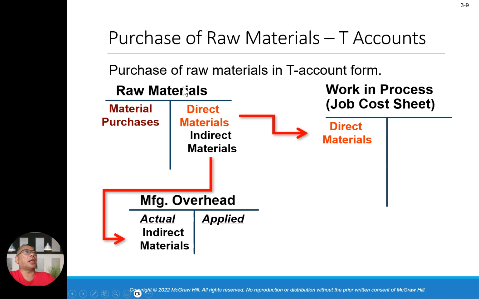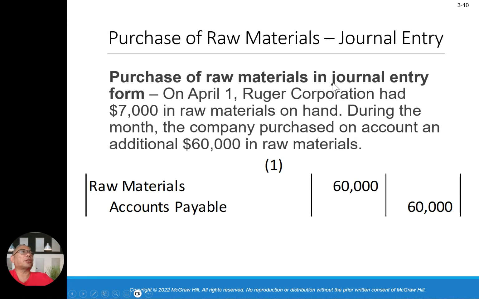Example in the T account here: raw materials, direct materials, and indirect materials. Direct materials go all the way to work in process and the job cost sheet, while indirect materials will go to manufacturing overhead. Okay, this is the way it goes in the T account. Let's go to the purchase of raw materials. Example, Rogers Company had 7,000 in raw materials on hand at the beginning of the month. The company purchased an additional 60,000 in raw materials, which is how you're going to book it: raw materials debit 60,000, accounts payable credit 60,000.